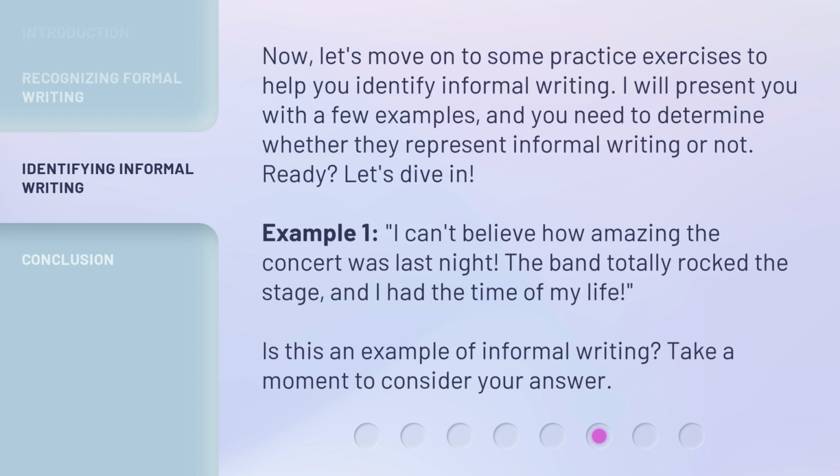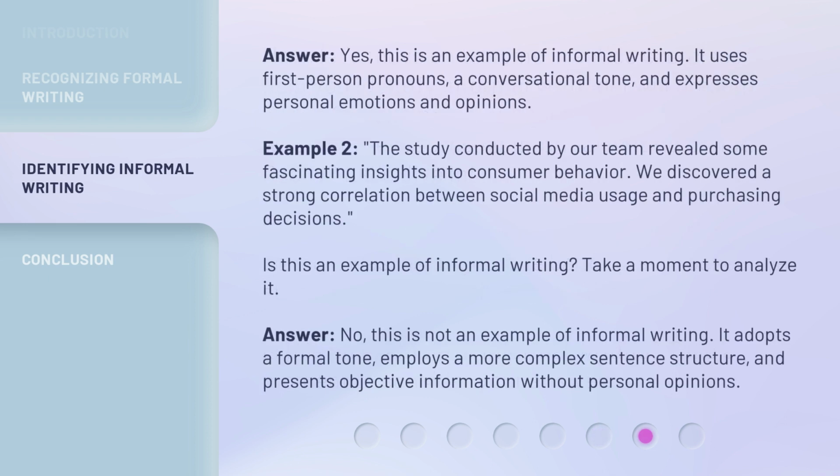Example 1. I can't believe how amazing the concert was last night. The band totally rocked the stage, and I had the time of my life. Is this an example of informal writing? Take a moment to consider your answer. Answer: yes, this is an example of informal writing. It uses first-person pronouns, a conversational tone, and expresses personal emotions and opinions.